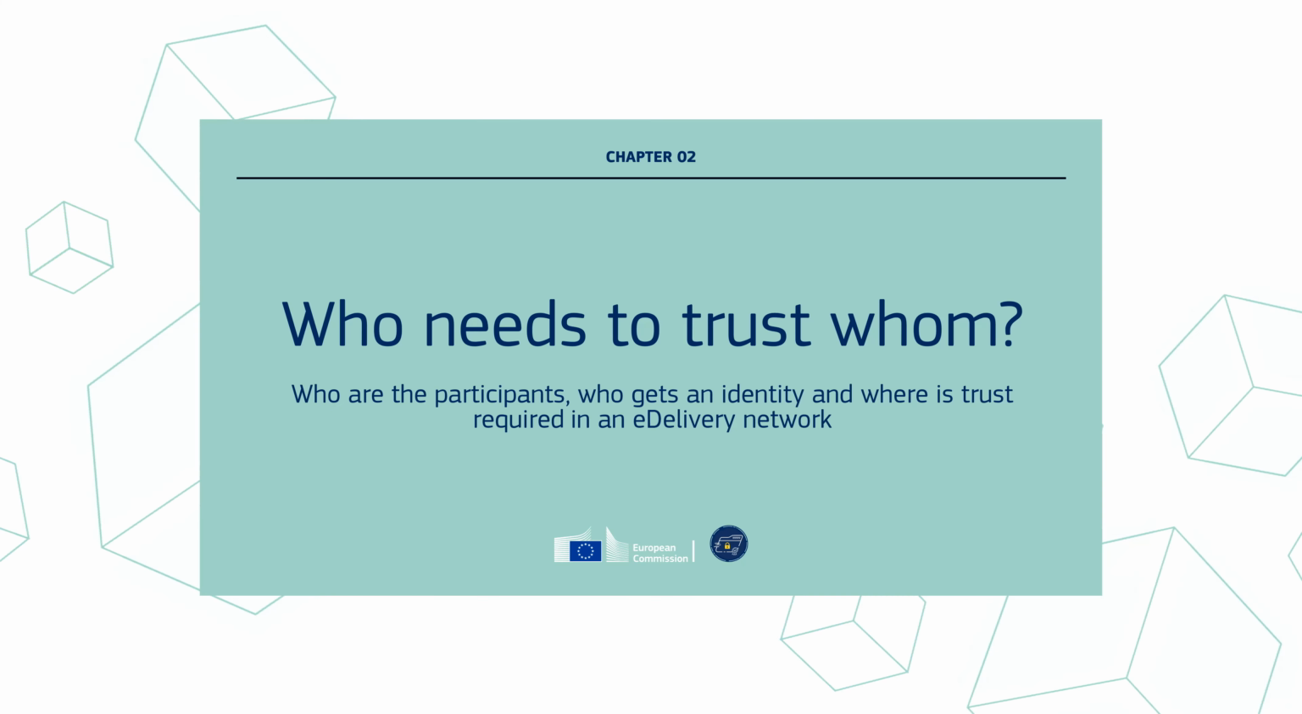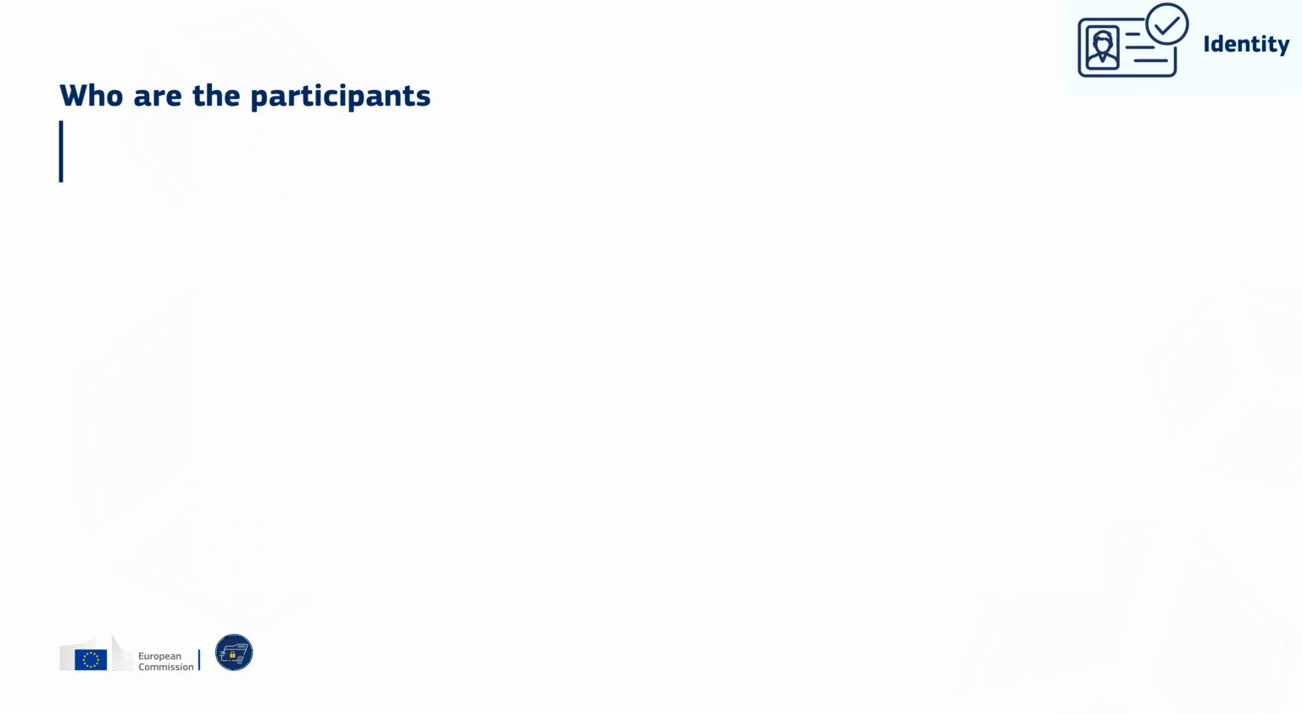This is the second episode of our series. We will learn who are the participants in an eDelivery network and what are the required trust relations between these participants, namely who needs to trust whom. In eDelivery, there are two models for representing the participants in a message exchange. Each of them reflects a different topology.